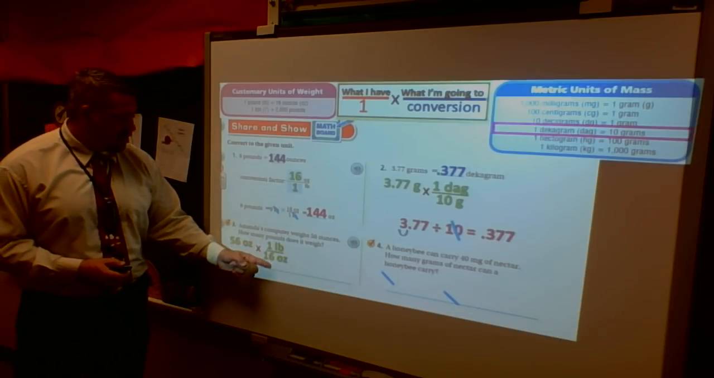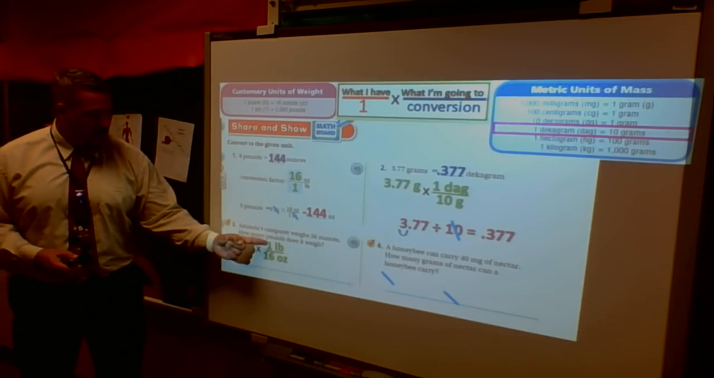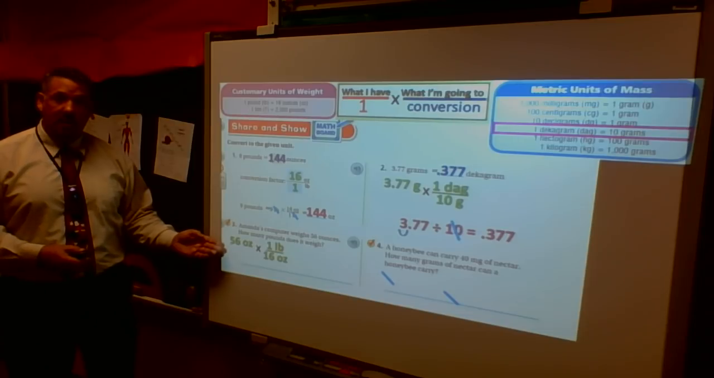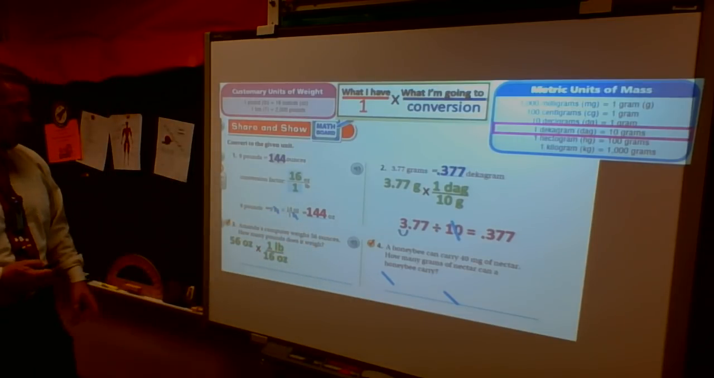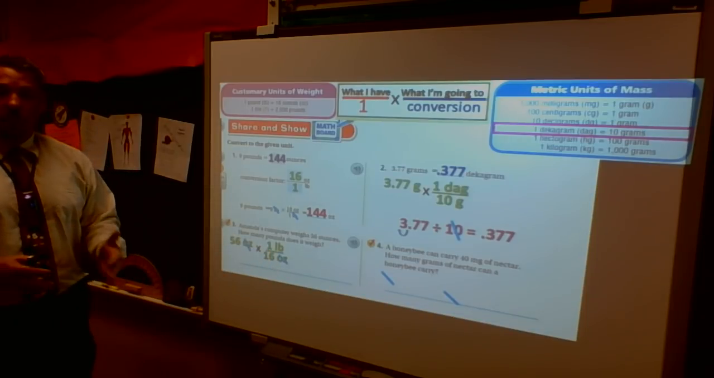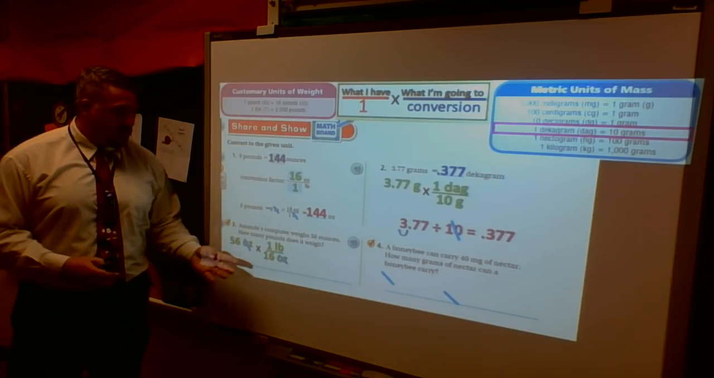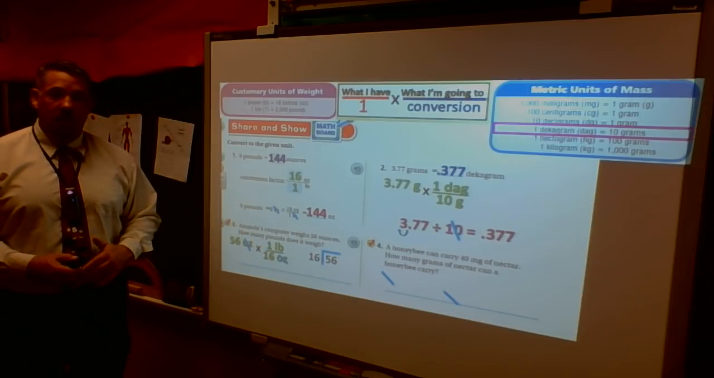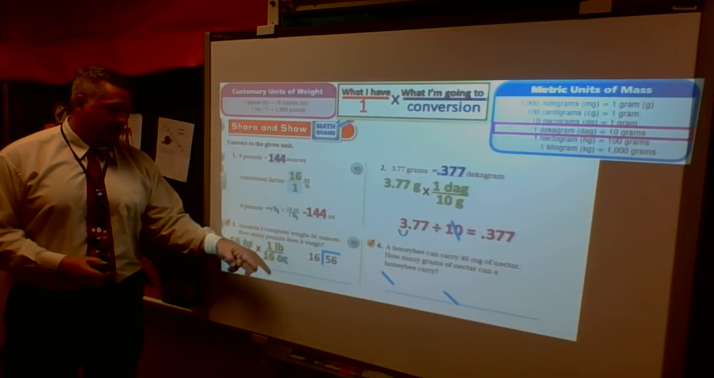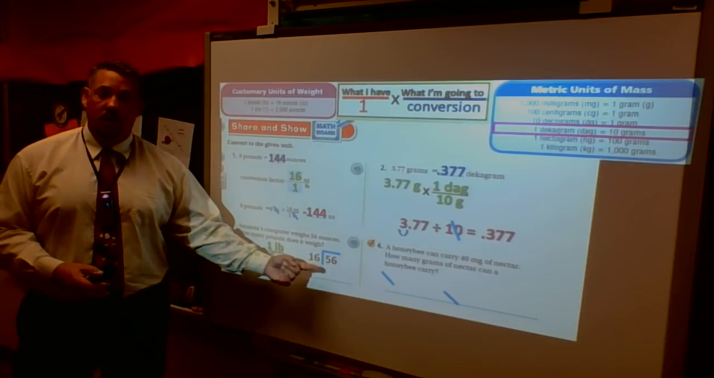So I know I have to put the 16 on the bottom, the 1 pound on top, which tells me to take my 56 and divide it by 16 to see how many pounds there are. I can cross-reduce my labels and get rid of them. When I multiply across, I'm left with 56 over 16, my pounds labels on top.